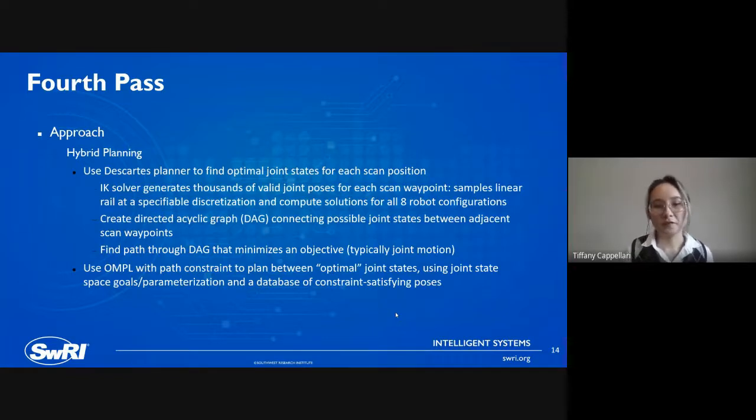And through that graph, we want to be able to minimize the amount of joint motion that happens, because we want the robot to move as little as possible while still completing its task. And so we find the shortest path through that directed acyclic graph. And then finally, we use OMPL with this path that we found, with our path constraint, in order to plan between these optimal joint states. And that way we can find a much better, more intuitive path.